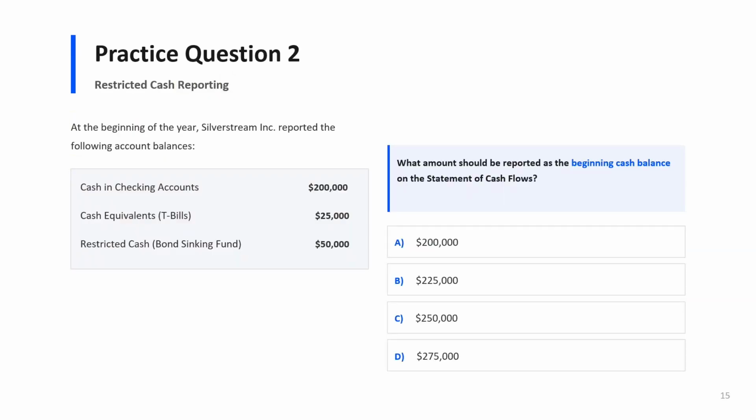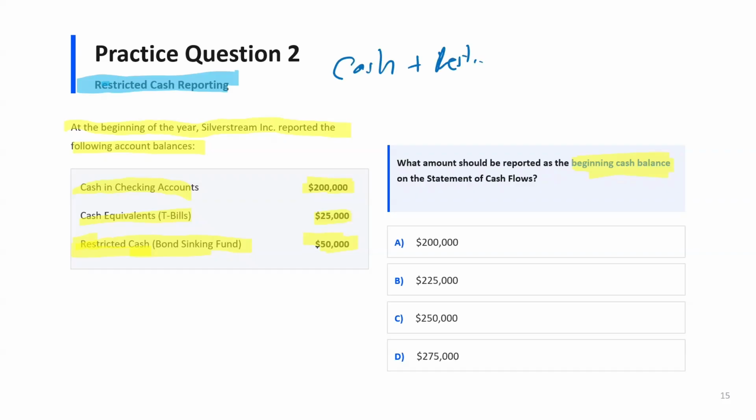We have another practice question related to restricted cash reporting. Restricted cash is now reported in the beginning balance. The question says that at the beginning of the year, Silverstream reported the following balances. They have cash in checking accounts of $200,000. They have some treasury bills, $25,000. And they have some restricted cash in the bond sinking fund for $50,000. They're asking us for the beginning cash balance. The beginning cash balance is cash plus restricted cash.